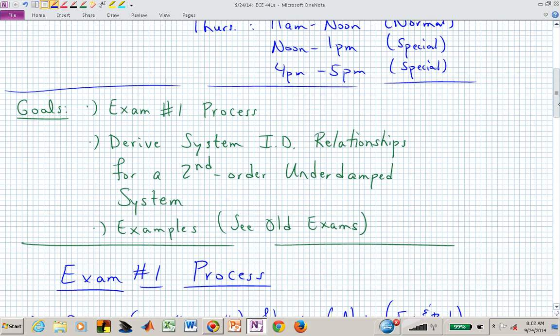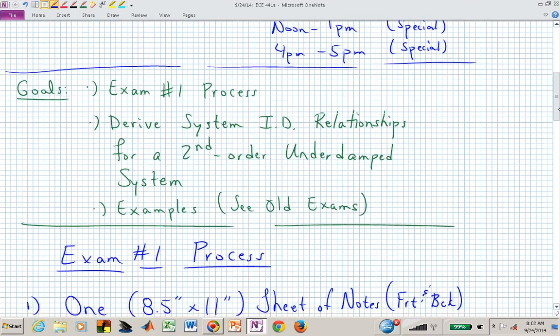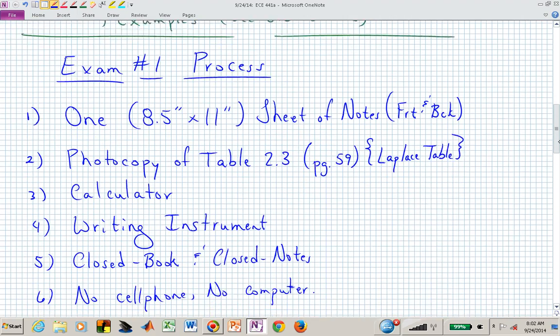Today, what I want to cover is the process for exam number 1 and finish up deriving the relationships for an underdamped second-order system to do the identification. That's what I mean by the ID. That's system identification for a second-order system.